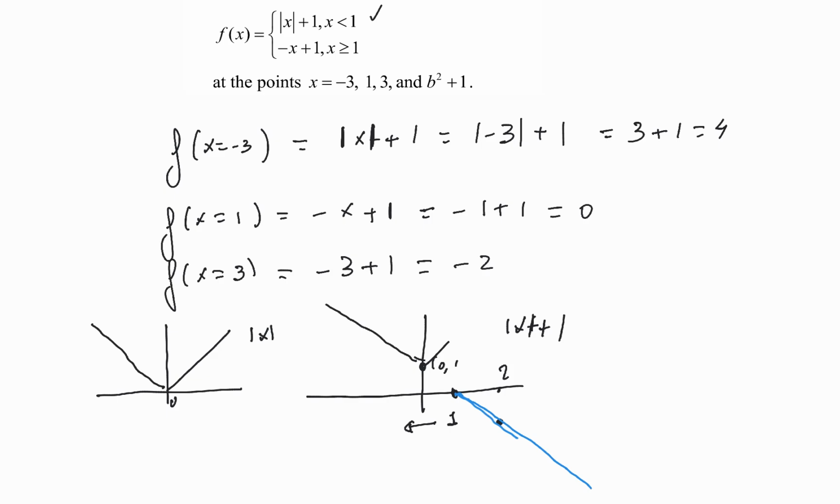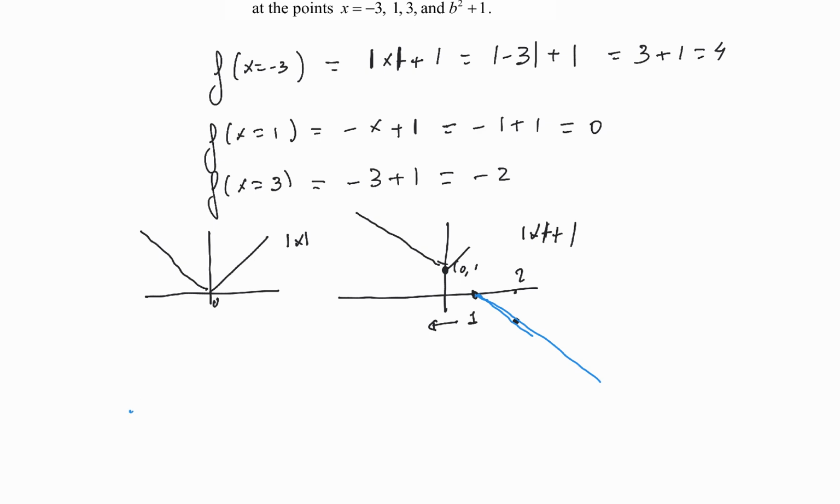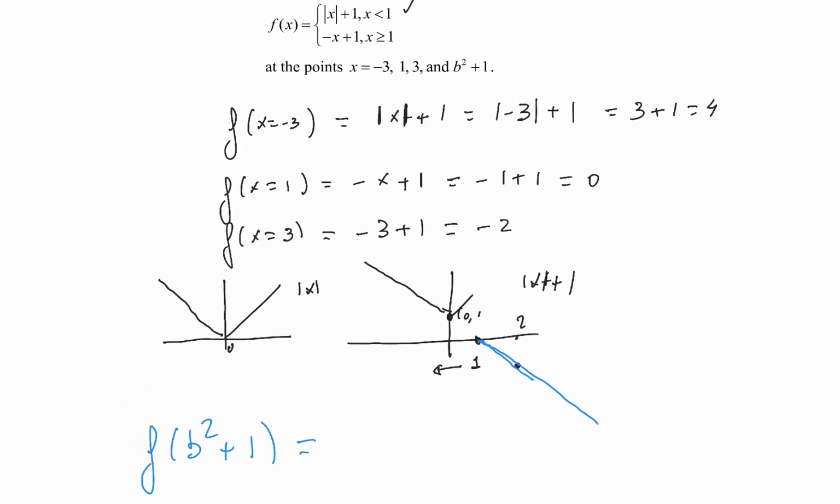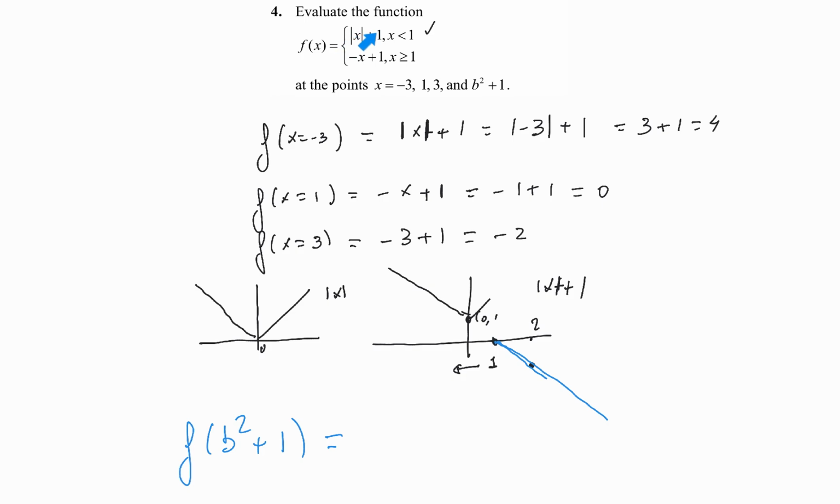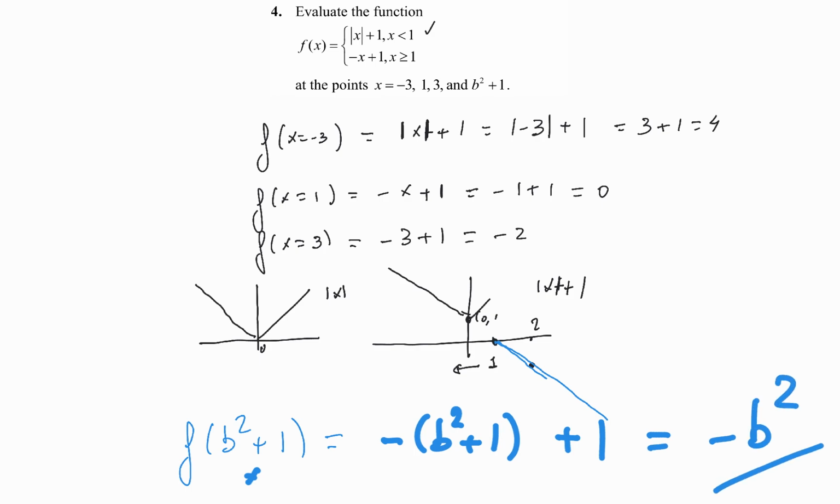The third question is asking for f of b squared plus 1. For f of b squared plus 1, you need to think a little bit. Should I use the first part of the definition of the function or the second part? Well, b squared, whatever b is, even if b is negative, like minus 3, b squared will be positive. Plus 1 will be a number that is bigger than 1. So I will choose the rule for x bigger than 1. So f of b squared plus 1 is, with x equal to b squared plus 1, minus b squared plus 1 plus 1. So it will be minus b squared. And this is the correct answer.